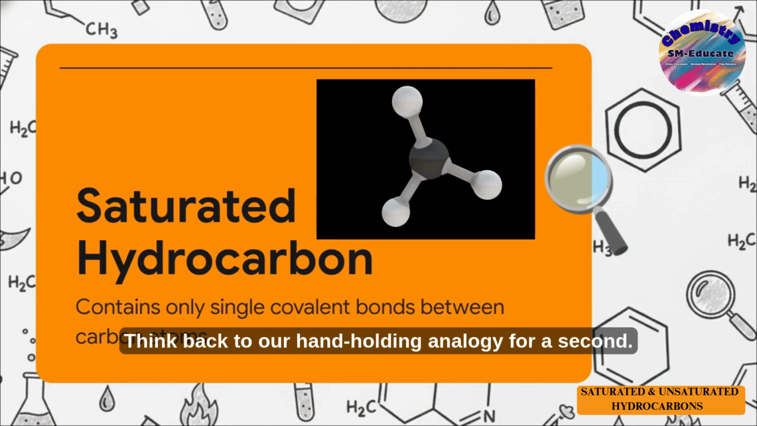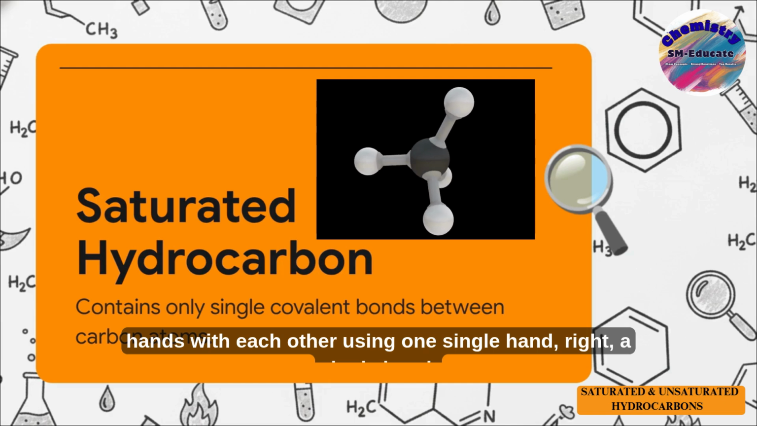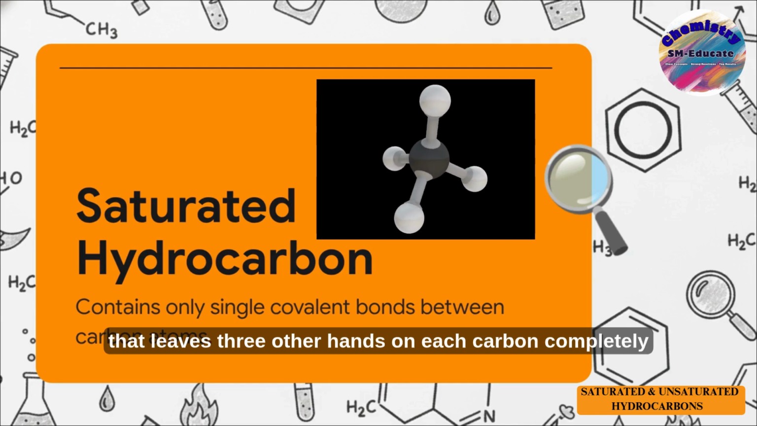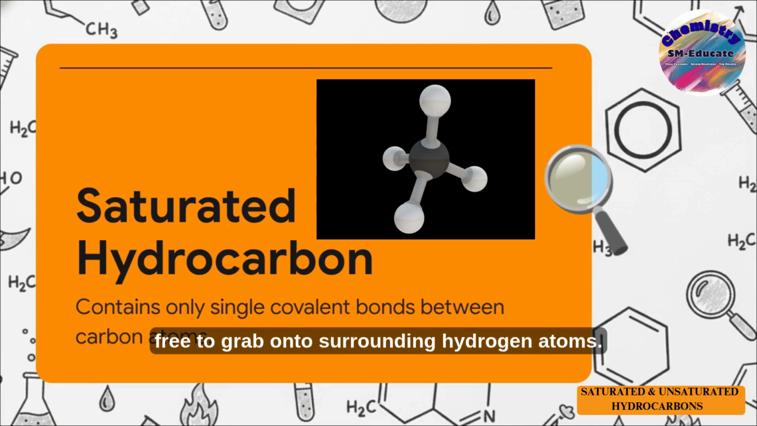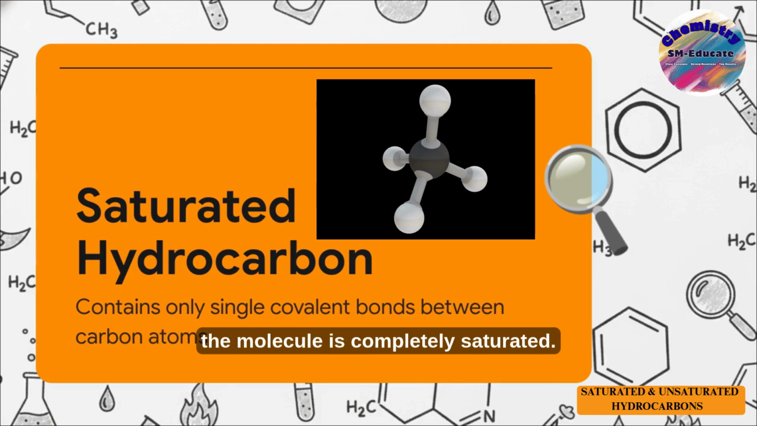Think back to our hand-holding analogy for a second. Because the carbon atoms are only holding hands with each other using one single hand, right, a single bond, that leaves 3 other hands on each carbon completely free to grab onto surrounding hydrogen atoms. And because every possible free hand is gripping a hydrogen, the molecule is completely saturated. It's completely full of hydrogen.